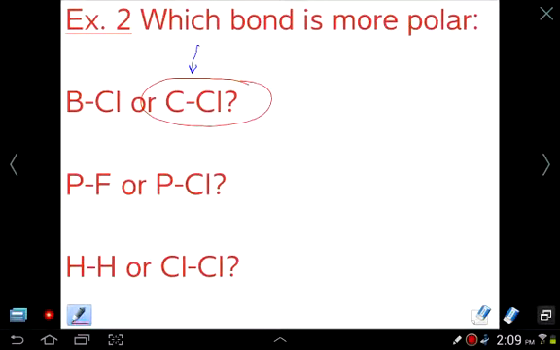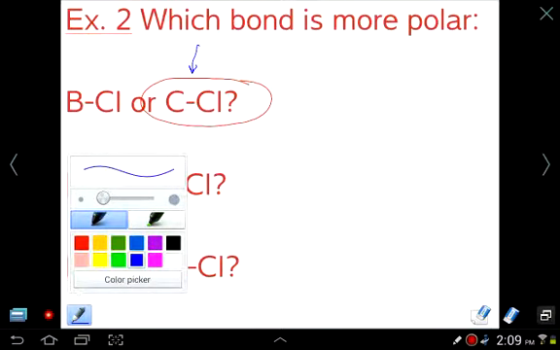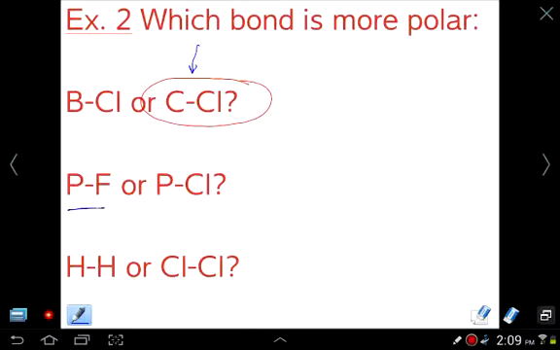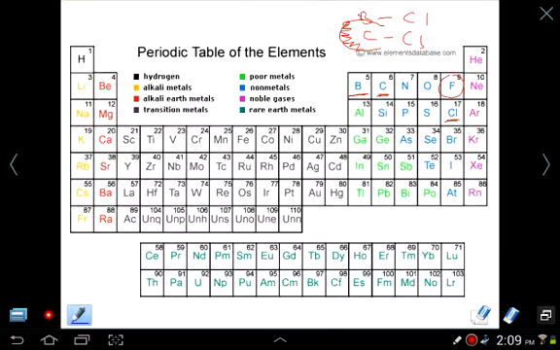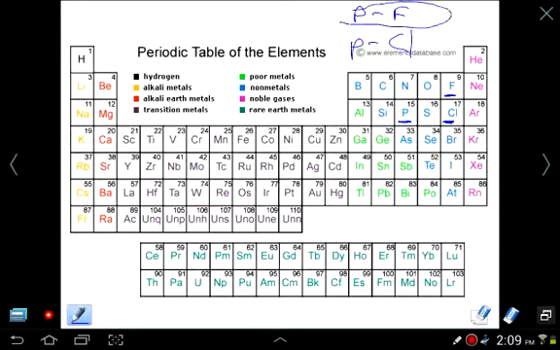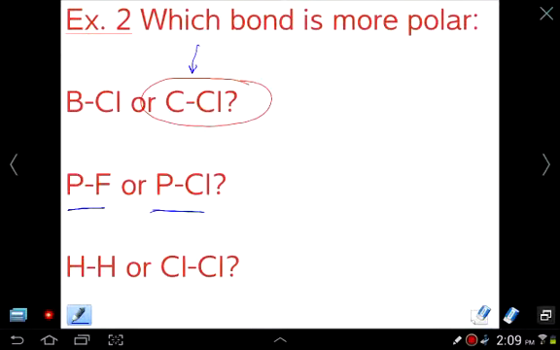If we take a look at phosphorus and fluorine versus phosphorus and chlorine, fluorine is more electronegative, so fluorine will pull electrons to itself more than chlorine will, resulting in a more polar bond. So we have phosphorus and fluorine for our answer.